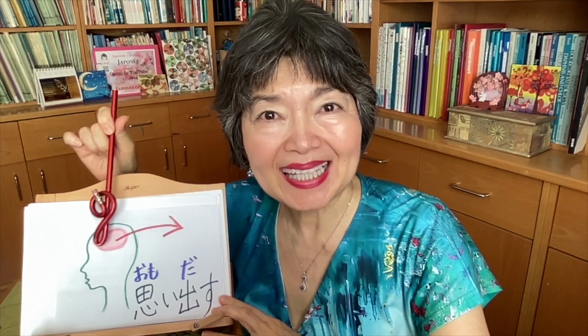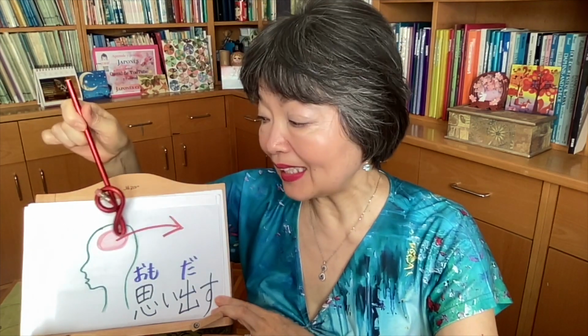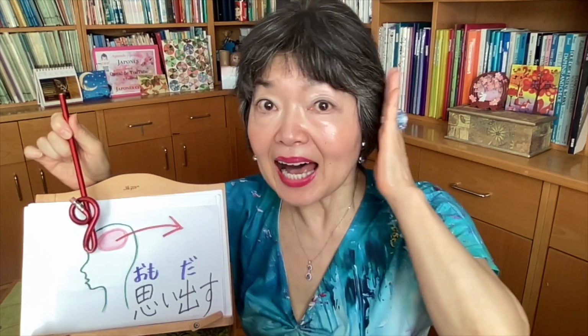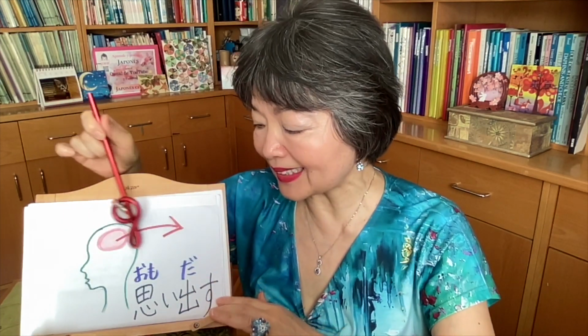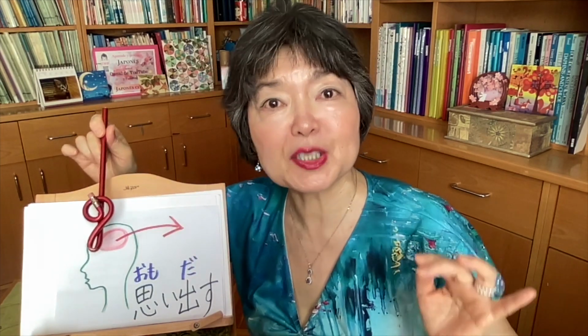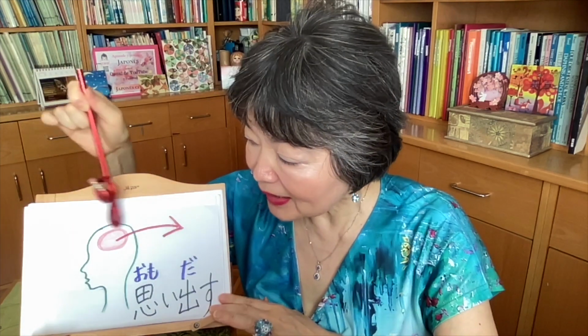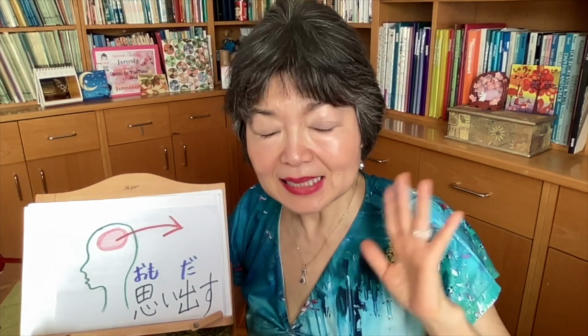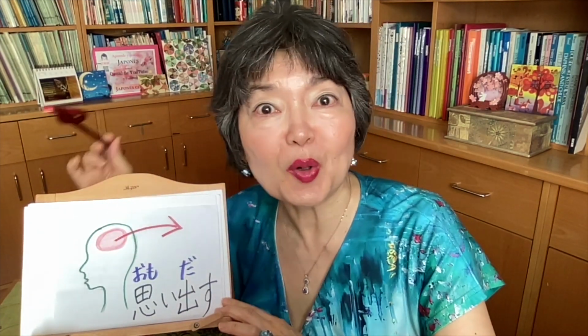Look at this drawing. This is the person and this is the brain. So there's something in the brain from the past. This is like a past experience. Then I pull out this experience. This is 思い出す, to remember. So you have to have some experiences stored inside. Then you recall. When you suddenly remember something that you thought you were forgetting, in this case, we use 思い出す.